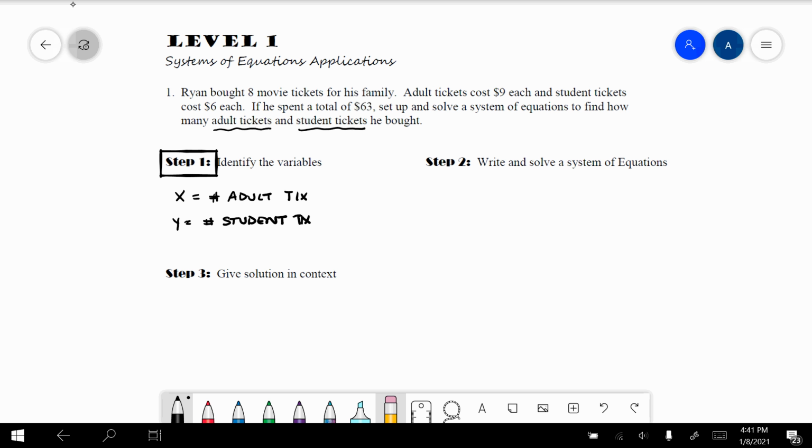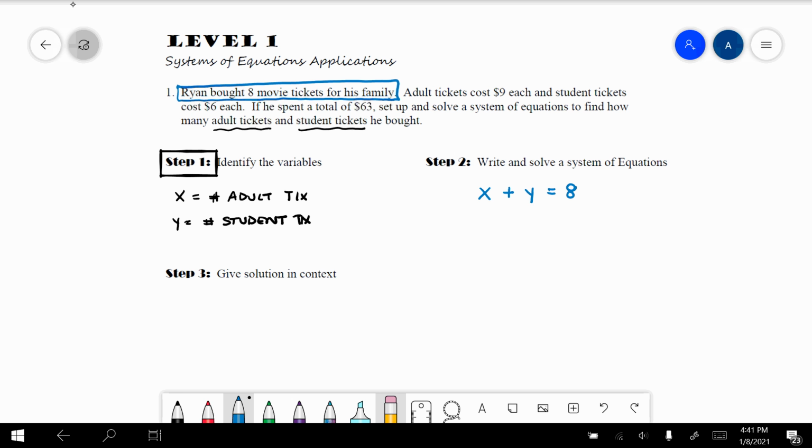So when I reread the problem, let's see if we can't start building some equations. Ryan bought 8 movie tickets for his family. Now I'm going to outline that part in blue because that part right there is going to make an equation. So if we know that he bought X adult tickets and Y student tickets, we know that the sum of those tickets needs to equal 8.